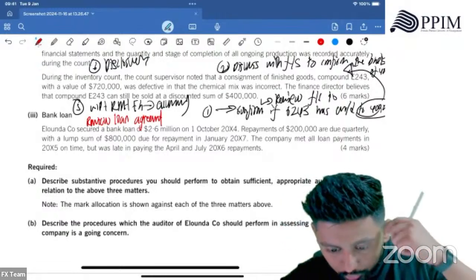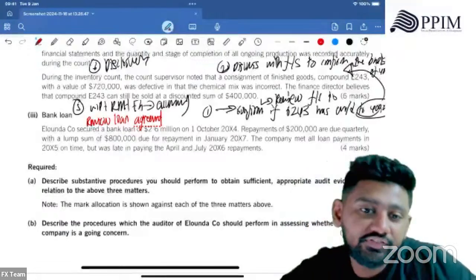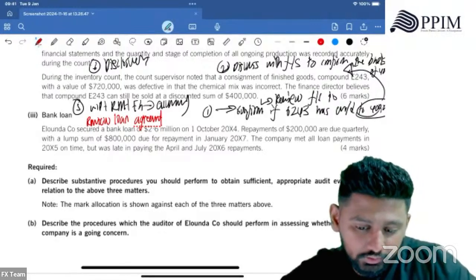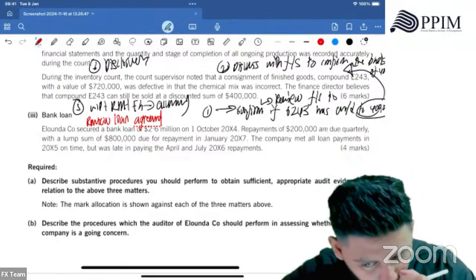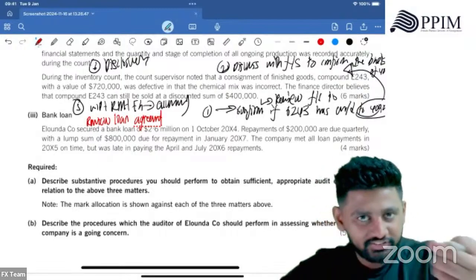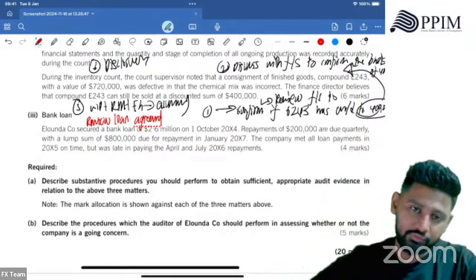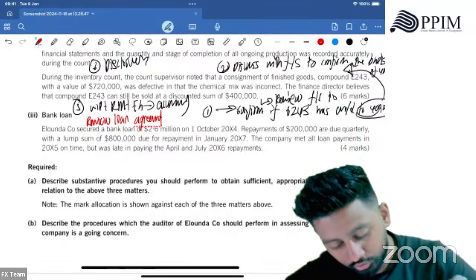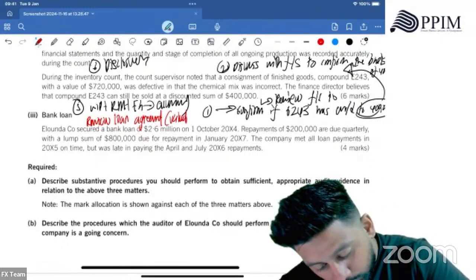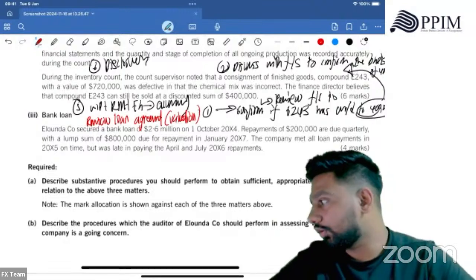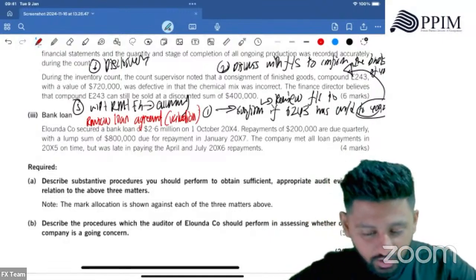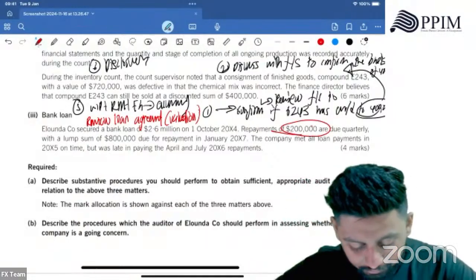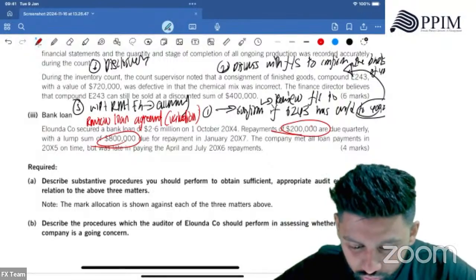Why will you review the loan agreement? Obviously, to confirm the loan amount was correct. Whatever they say, 2.6 million, to confirm if the value of the loan is correct and it was actually obtained. So you will review the loan agreement for the valuation of the loan, if the value is correct or not. Are we clear?